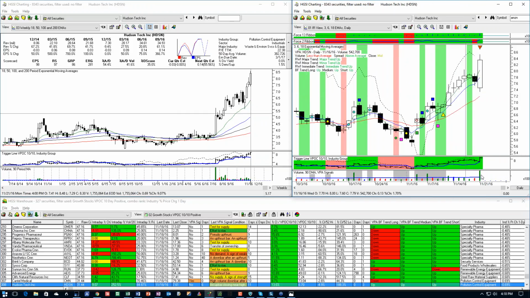Okay, so here's the actual volume now. Notice how that magenta changed to green because this is where the actual volume ended up. We had a huge volume spike today, but we also had a VPA caution flag, an upthrust, a sign of weakness. That's just because it closed off of its high a little bit. I'm not concerned about it. I have a stop in place. I moved my stop up.